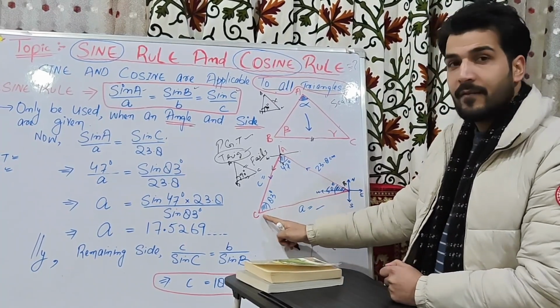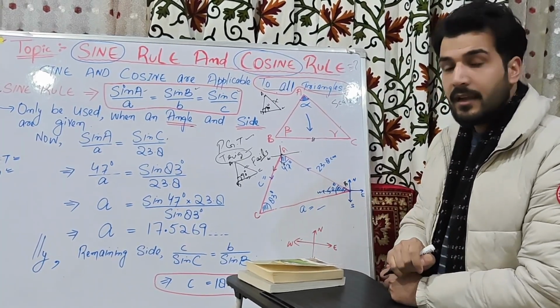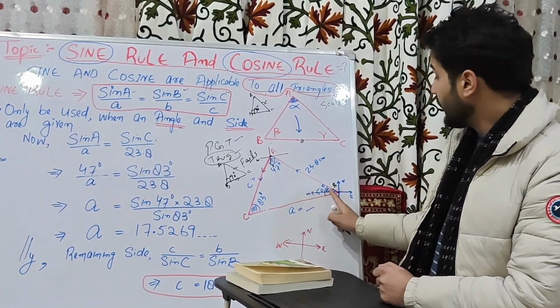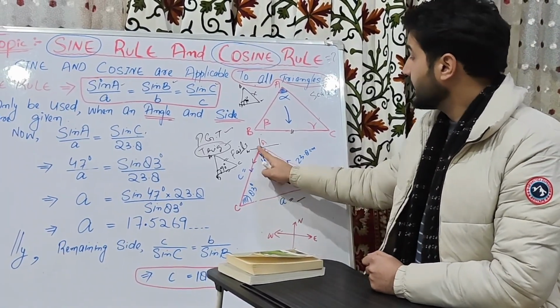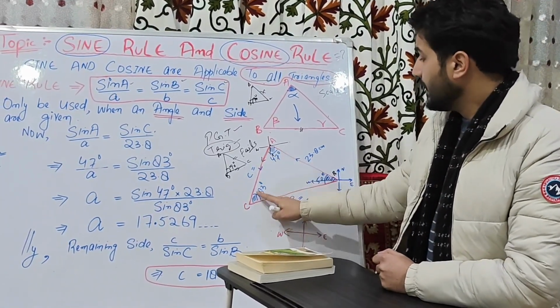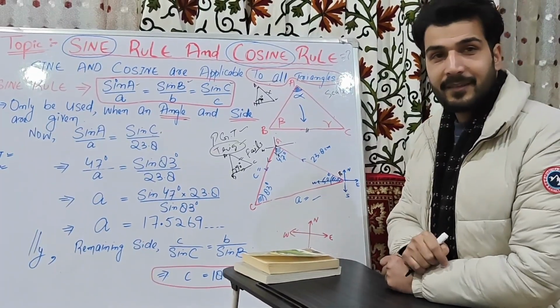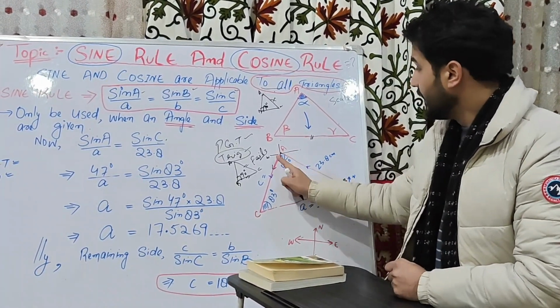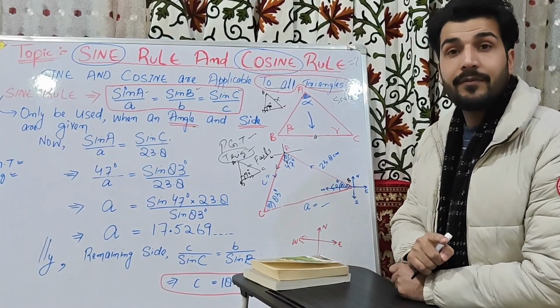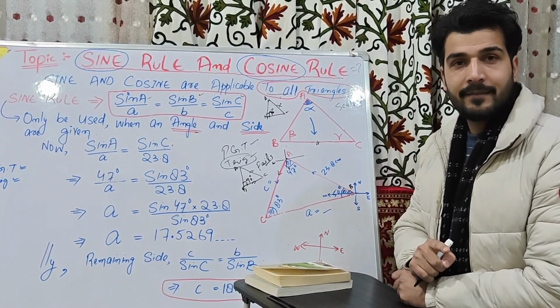Then again from C to A. Now we are told to find the total distance from point B to A to C, and C to B. We are required to find the total distance. How can we find the total distance?